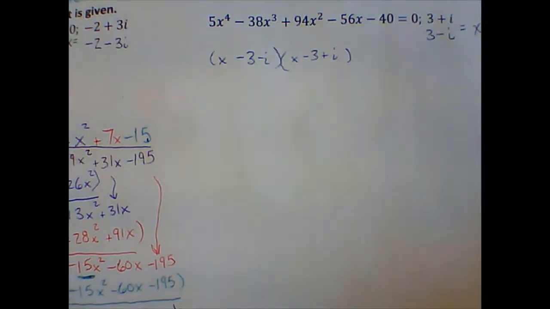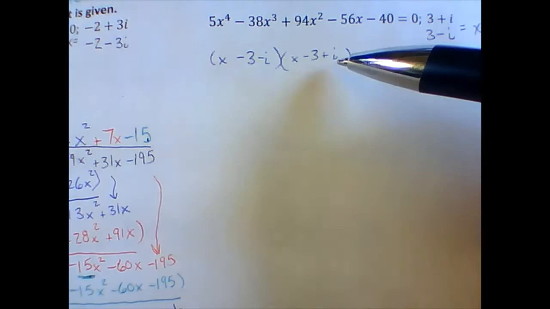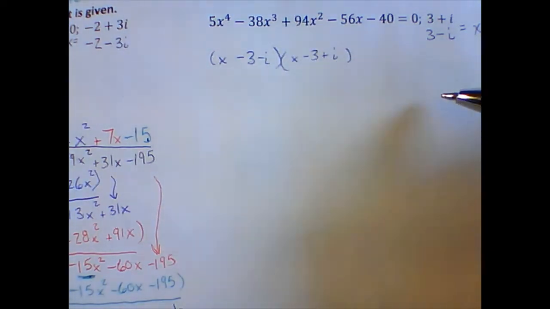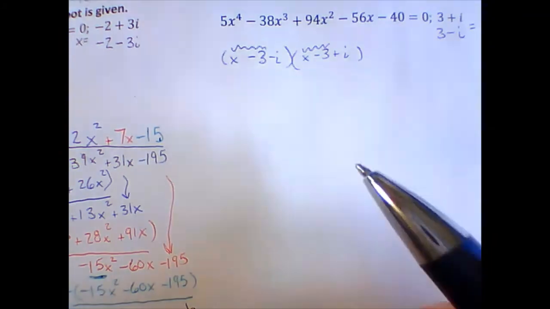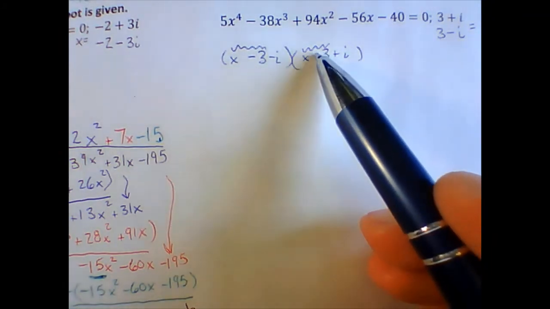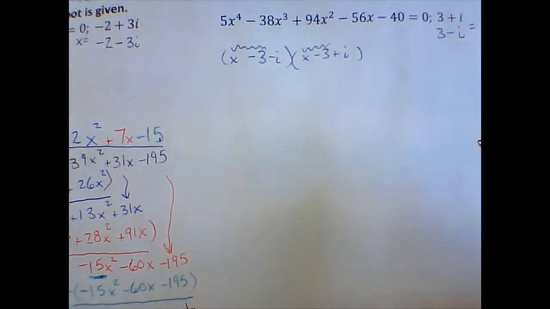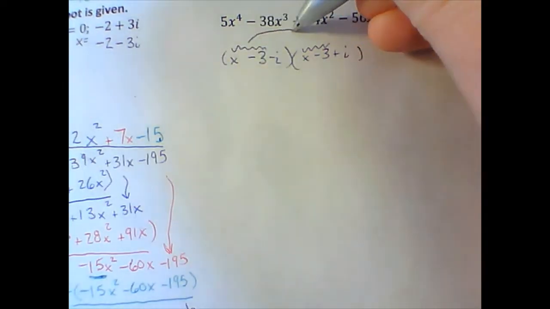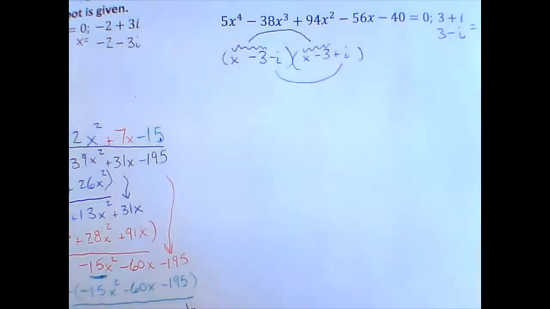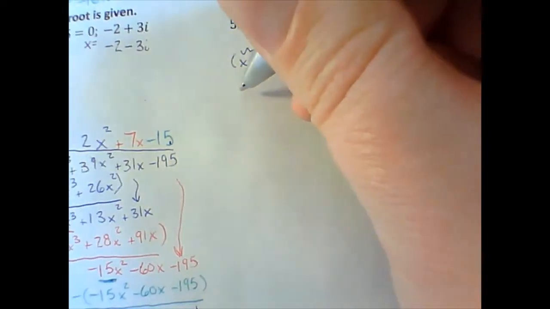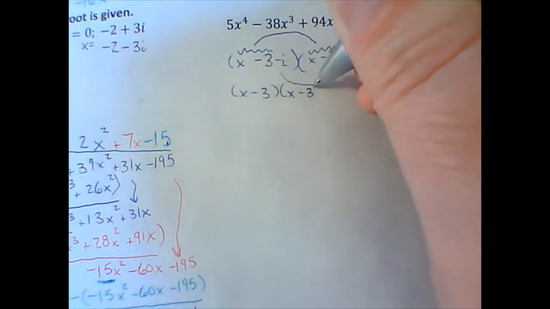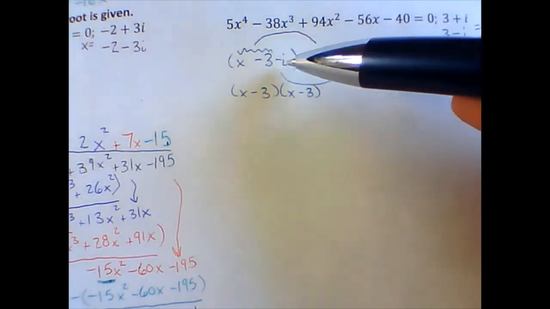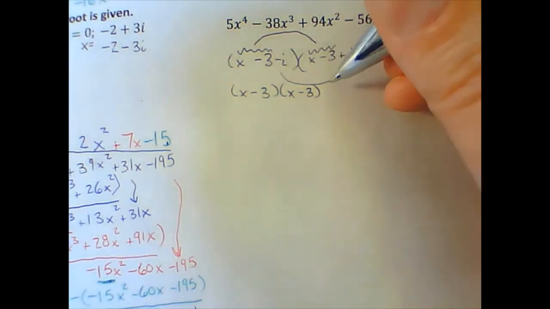So now that we've got these in with their x's, technically these are factors of the polynomial, but these are weird factors. So let's make them more normal. Again, I'm going to group the initial two terms as thing and thing. We have thing minus i and thing plus i, which means we have conjugates. So we have thing times thing and negative i times positive i. Thing times thing looks like x minus 3 times another x minus 3. And then negative i times positive i is going to be a negative i squared.